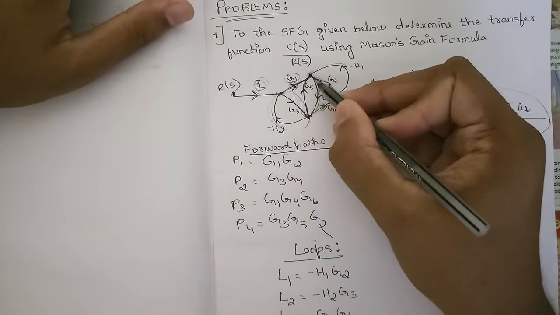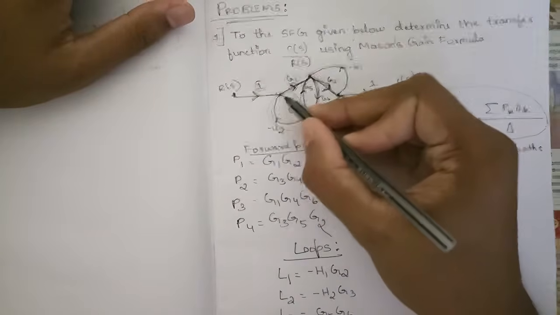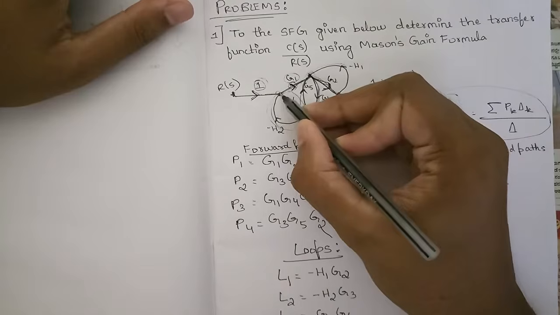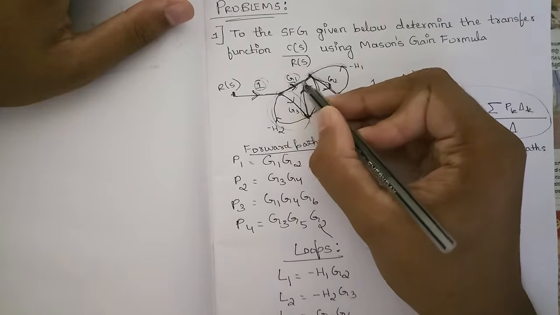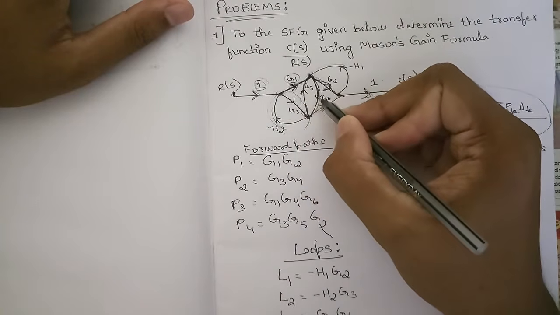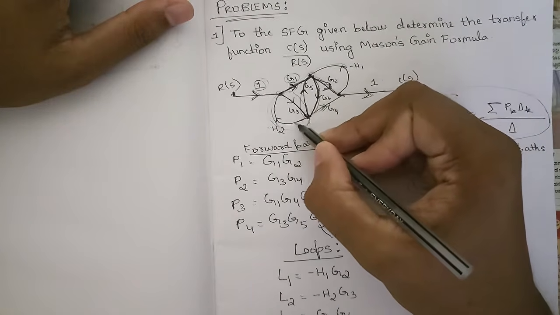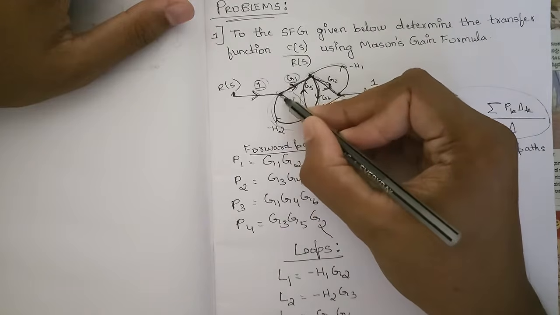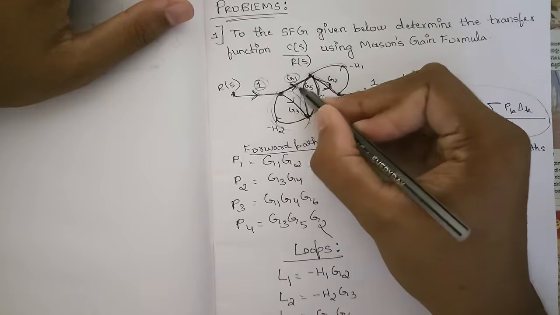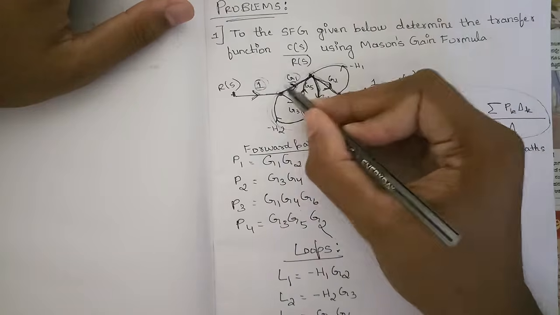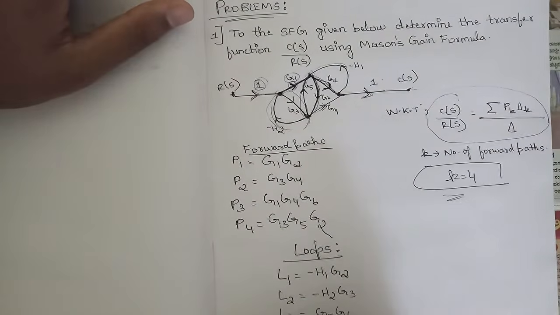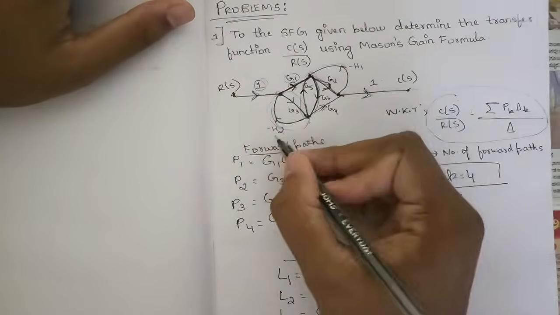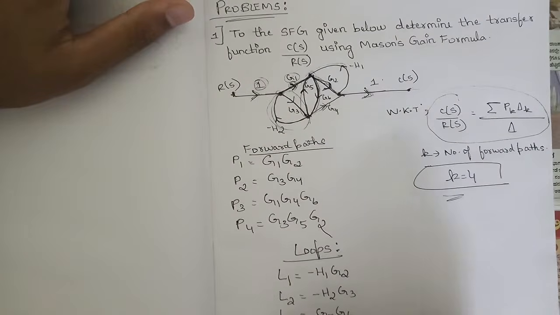G1 G6 H2, right? See carefully, it goes here G1, passes here again G6, same direction, and H2, and comes back to the same node again, right? Yeah, G1 G6 H2, that's another loop. And here we have minus H2, so it would be minus G1 G6 H2.